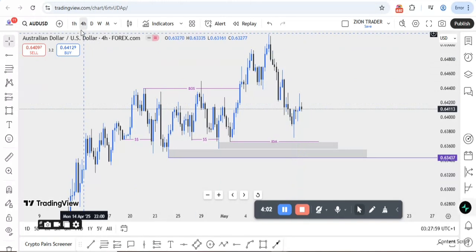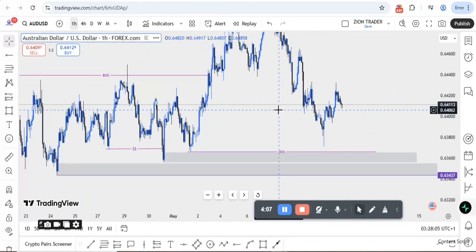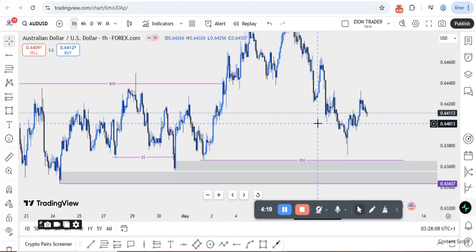So to get the clear picture, let's quickly go to the 1 hour time frame. There's actually no more setup on the 1 hour time frame. It's actually the same setup as on the 4 hour time frame. That's what we have on the 1 hour time frame. But the 1 hour time frame will give you a clearer view.